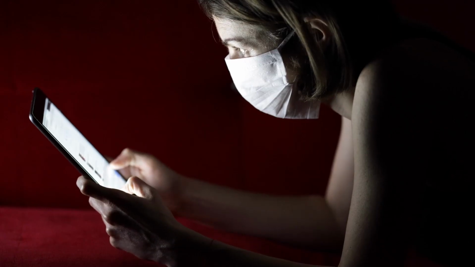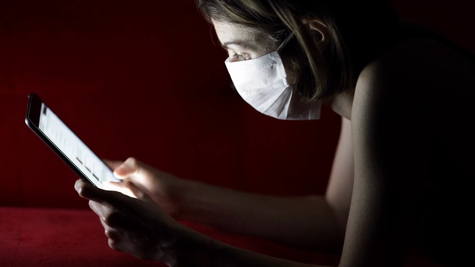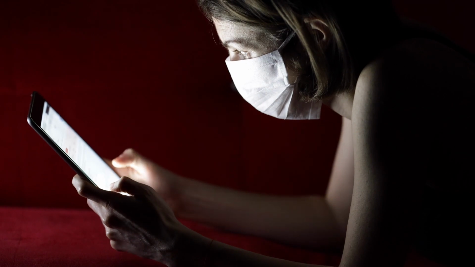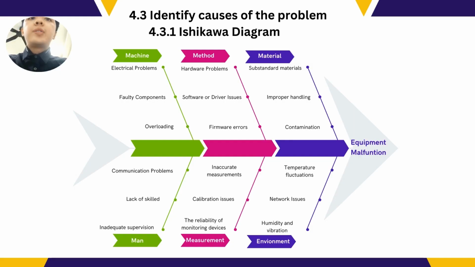In the method category, hardware and software driver issues disrupt plant activities. Physical damage or failure in hardware components disrupts operations. Software faults or outdated drivers cause mistakes. Firmware errors add complexity to the challenges. In the material category, substandard material damages equipment longevity, and improper handling during shipment, installation, or operation causes physical damage. Contamination with pollutants affects equipment accuracy and longevity.